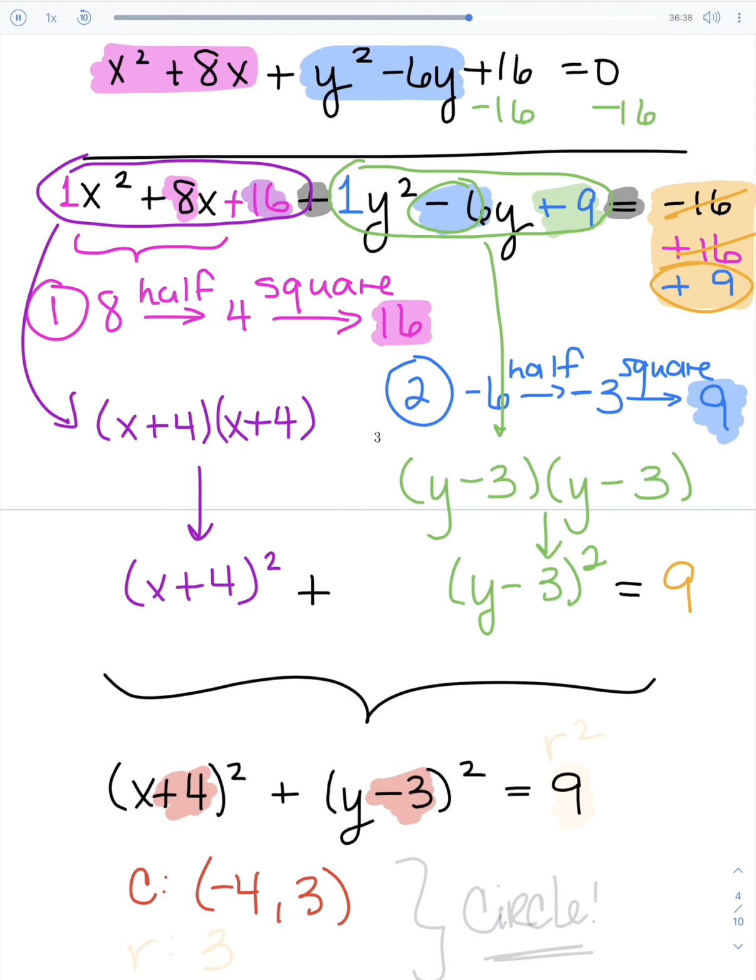And also, I need my radius here. Remember, the 9 is a part of your radius, but your radius is already squared. So my radius is going to be just the number 3. So this is a regular circle, because nothing weird happened, with a center at -4, 3, and a radius of 3. This is a circle.